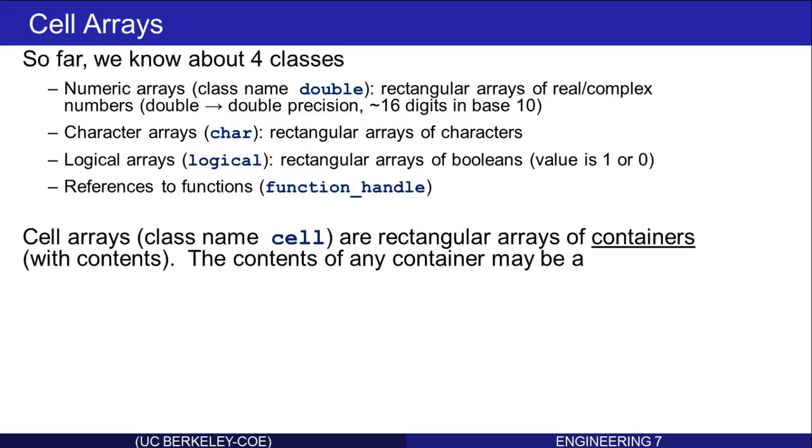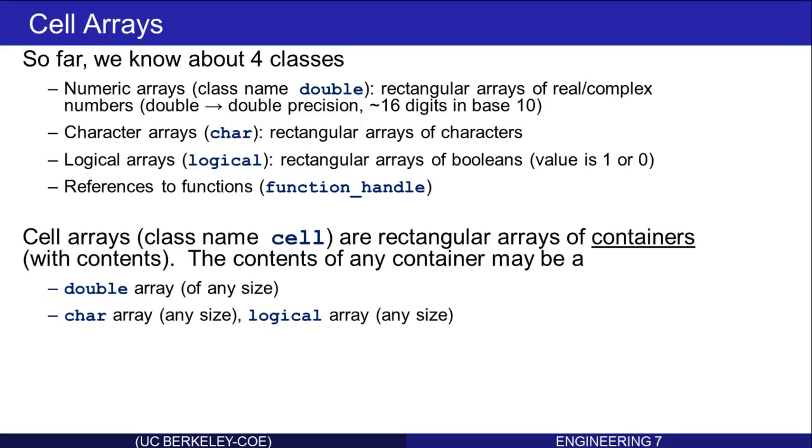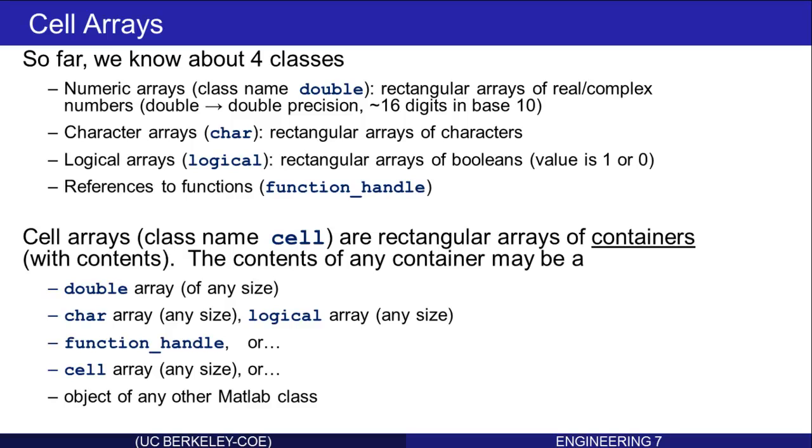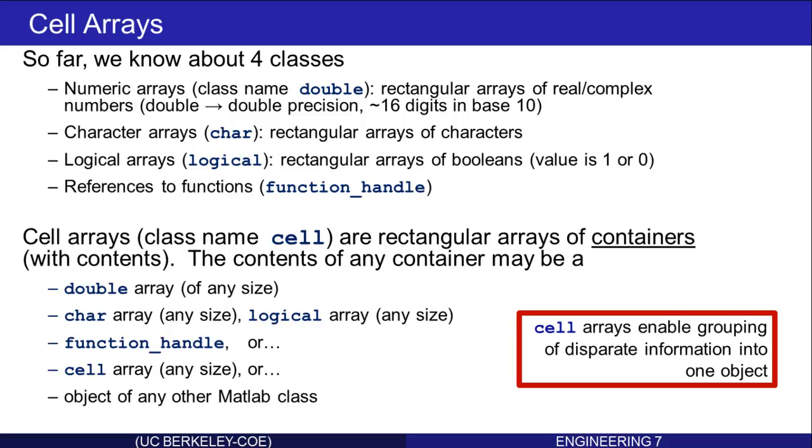Cell arrays with class name cell are the topic of this lecture. These are rectangular arrays of containers, and the containers have contents. The contents of any container may be a double array, a char array, a logical array, a function handle, or even another cell array, or in fact, an object of any other Matlab class. We'll learn about more Matlab classes as this course continues. Since the contents of each individual container in a cell array may be any Matlab object, cell arrays are a convenient way to store a collection of disparate information in one object.